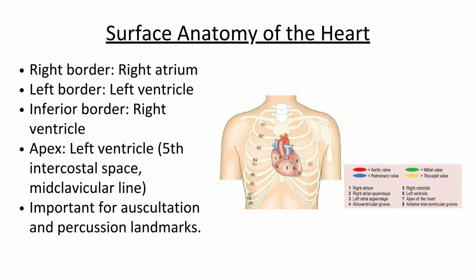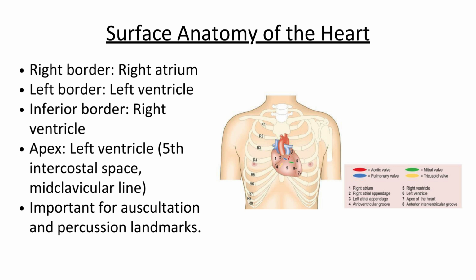Let's now understand the surface anatomy, a favorite for clinical correlations and physical examination questions. The right border of the heart is formed by the right atrium, while the left border is shaped by the left ventricle. The inferior border is mostly the right ventricle, and the apex of the heart, which we palpate during clinical exams, is made by the left ventricle, located at the 5th intercostal space in the mid-clavicular line.